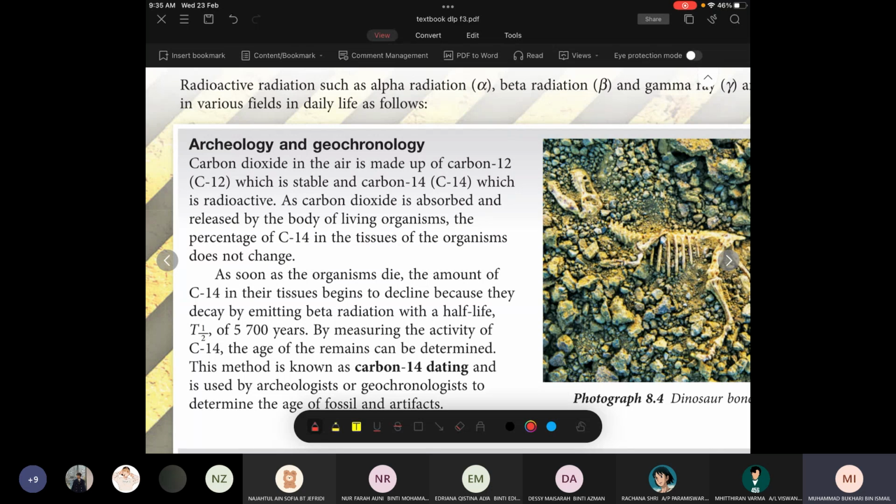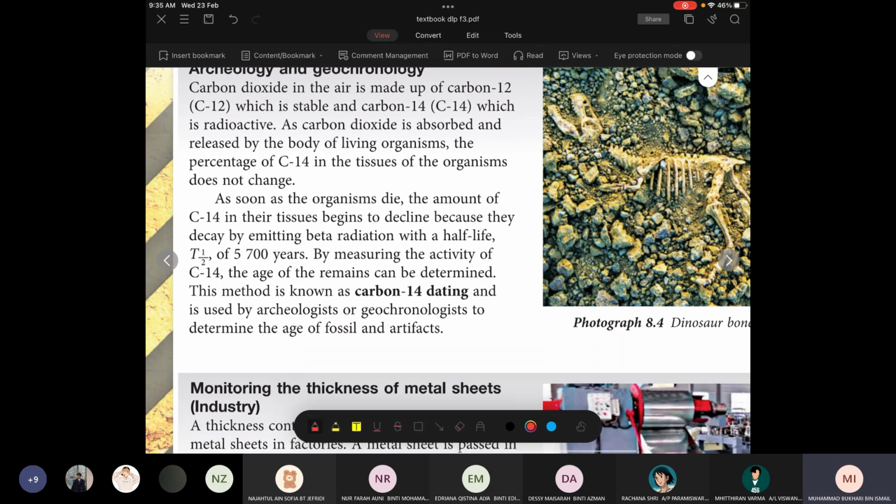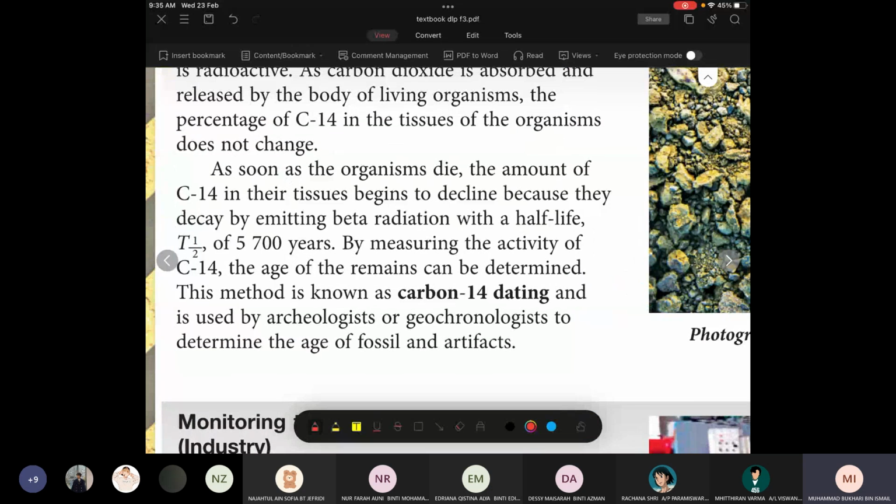Okay, we have learned about half-life, right? The half-life for carbon 14 is 5700 years. By measuring the activity of C14, the age of the remains can be determined. This method is known as carbon 14 dating, and is used by archaeologists or geochronologists to determine the age of fossils and artifacts. You get that idea? I think we have learned this before.